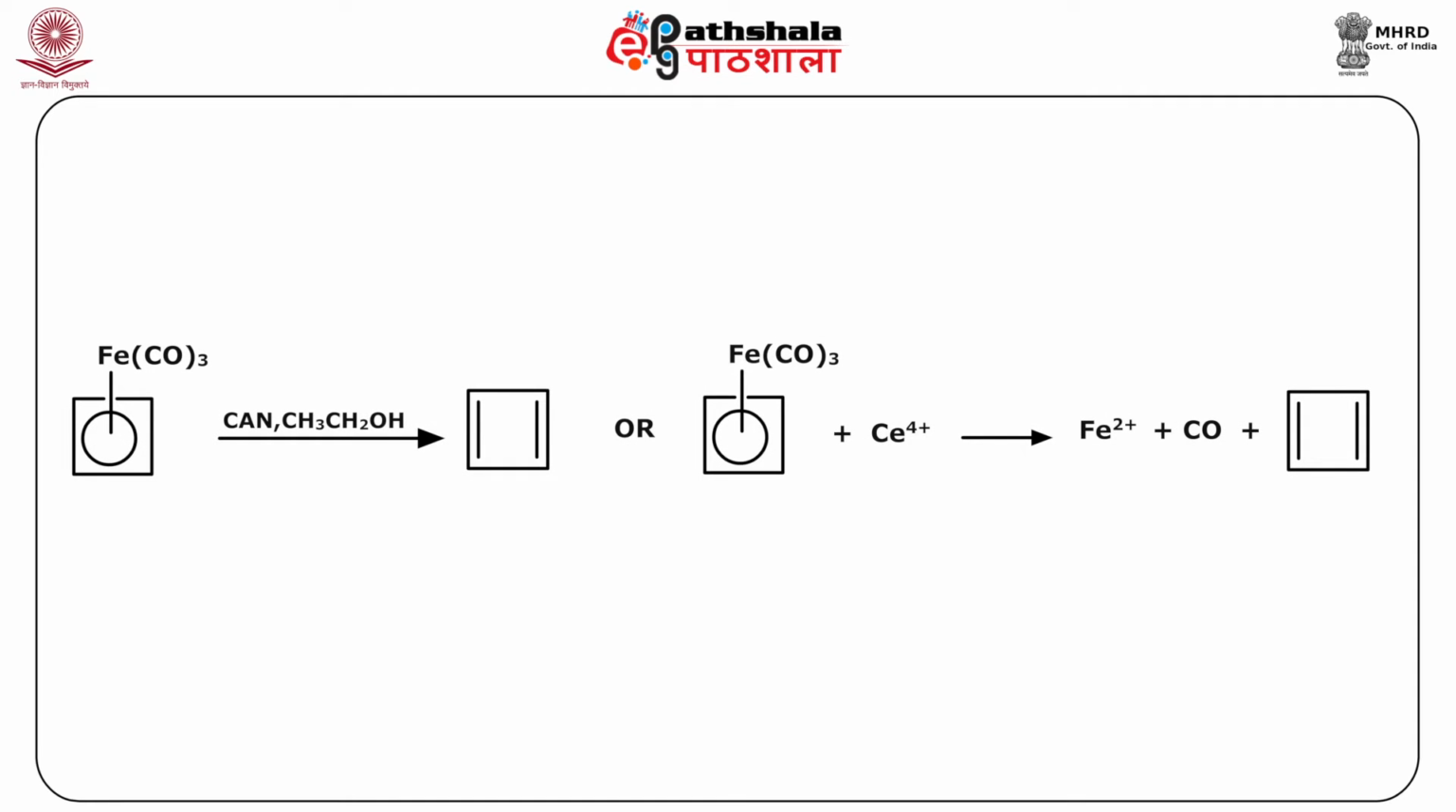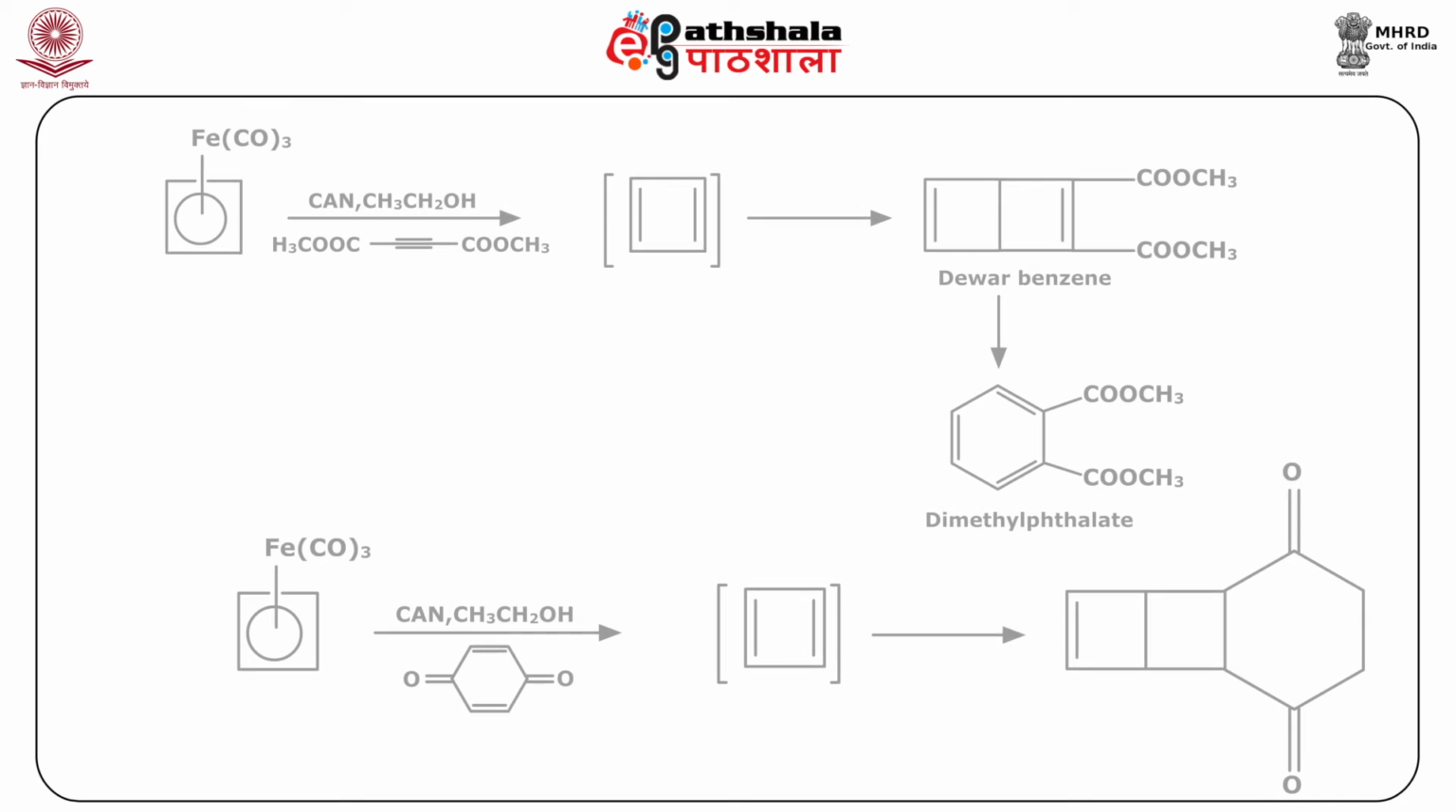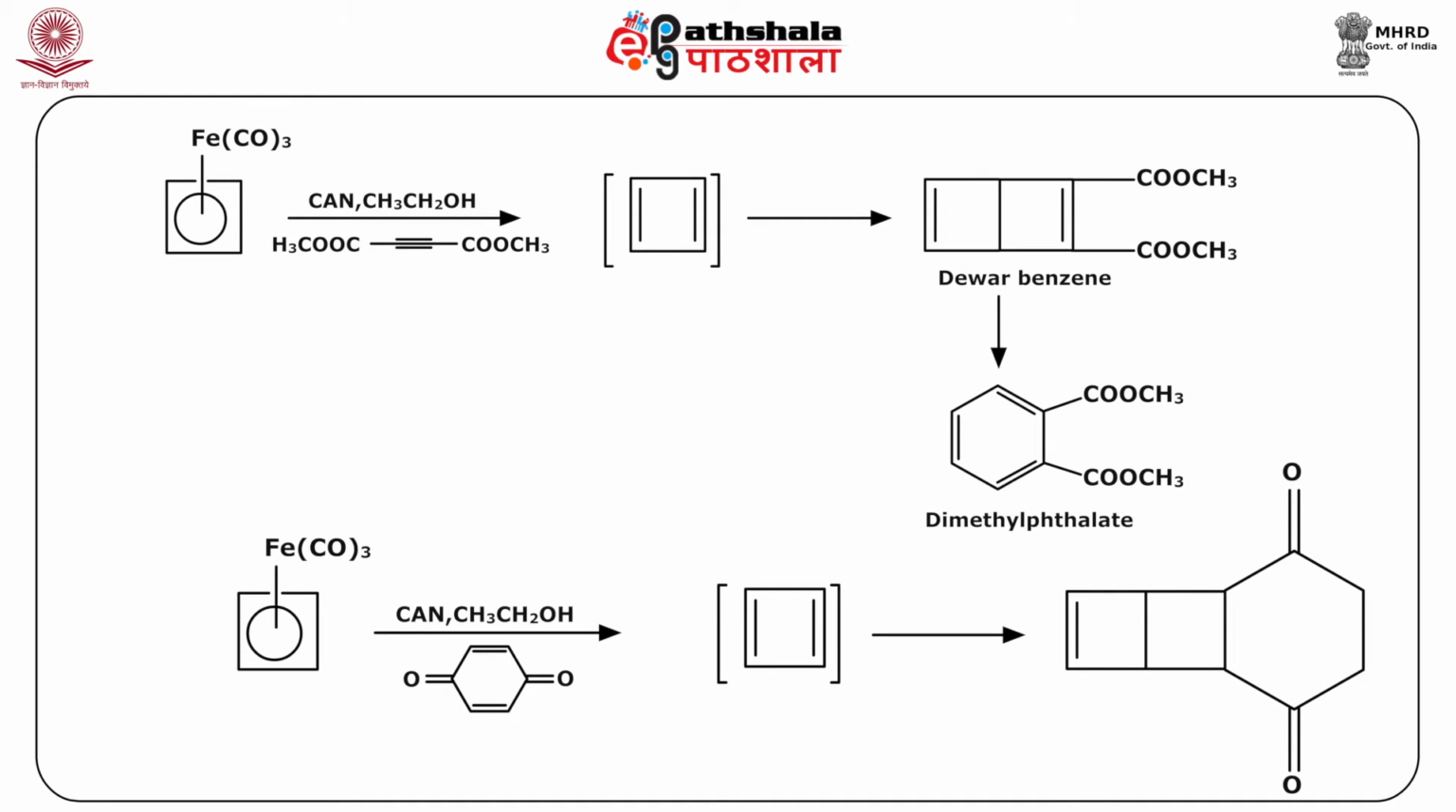Cyclobutadiene iron tricarbonyl complex is known to decompose oxidatively, as shown by the presence of ceric ammonium nitrate in the presence of ethanol. The liberated cyclobutadiene can be trapped with several unsaturated compounds as shown here, leading to the intermediate cyclobutadiene, which was trapped in the form of a diester.